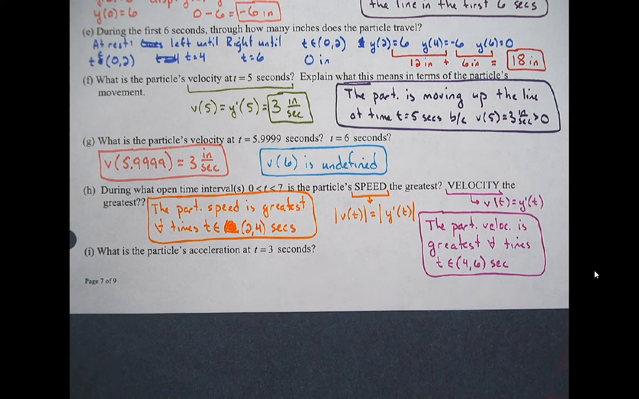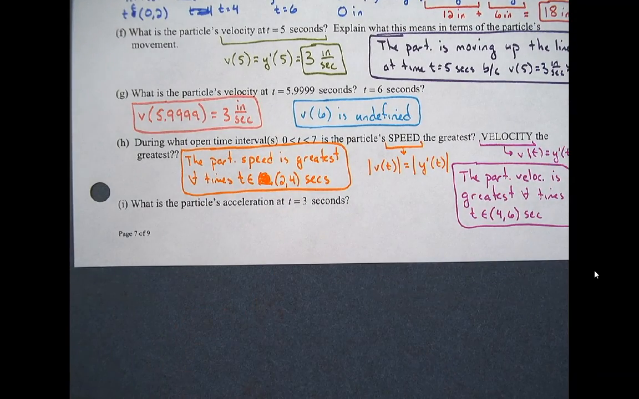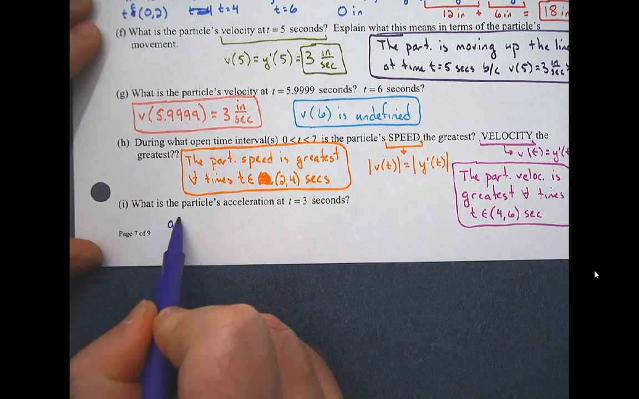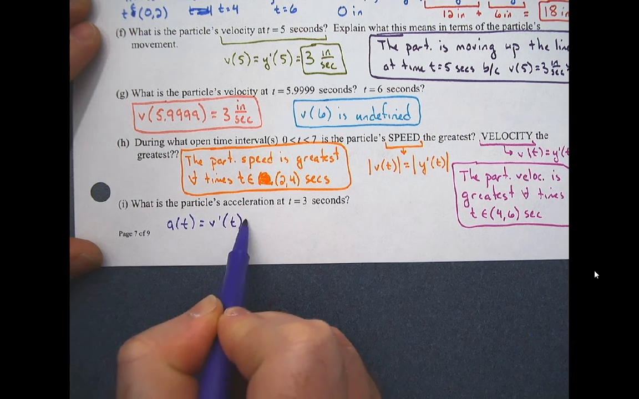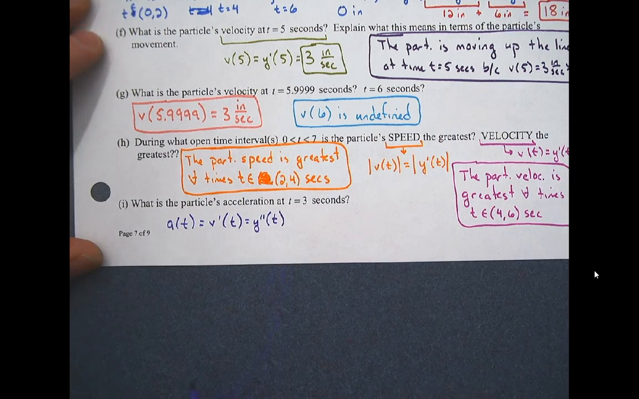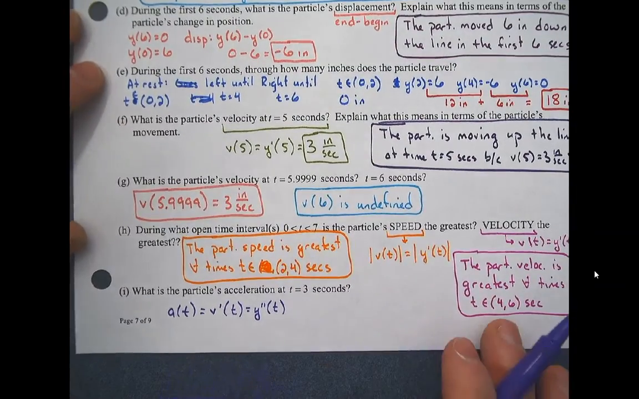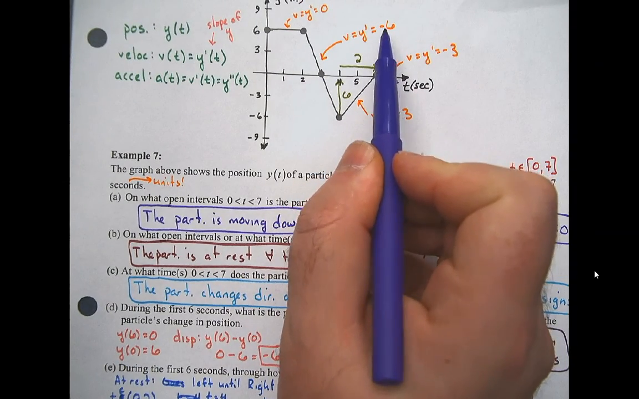to justify this. What is the particle's acceleration at time t equals 3 seconds? So let's review. Remember, acceleration is the derivative of velocity, which is the second derivative of position. So if I was looking up here, let's look at time t equals 3 seconds. So at time equals 3 seconds, our velocity is -6.